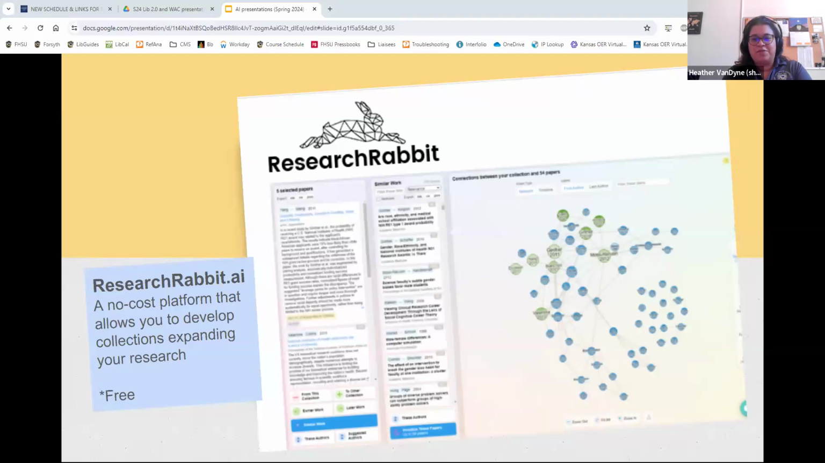The mind map tool is particularly my favorite just because I am a visual person. And if you haven't used Research Rabbit before, it is not a database. It's not going to give you access to any particular article, but it will show you just how they are networked.